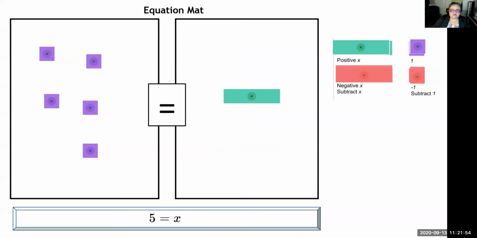See if you got the same thing. Did you get 5 equals x? Which is the same thing as x equals 5.